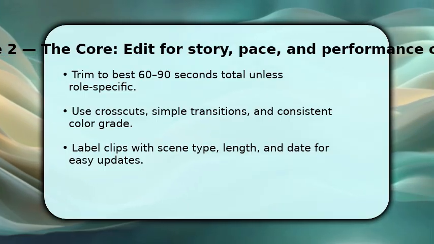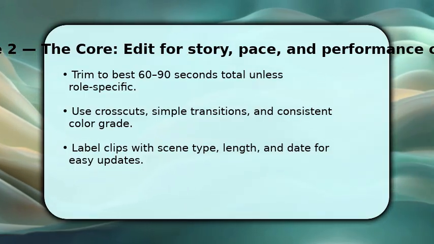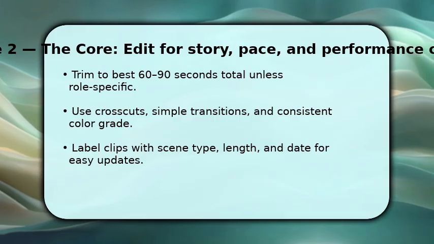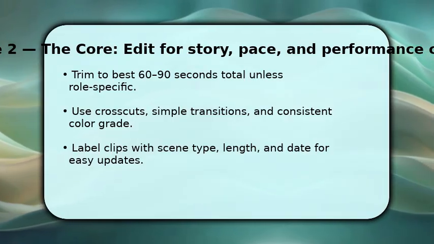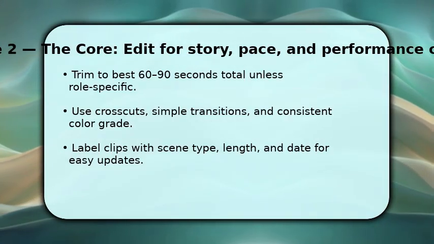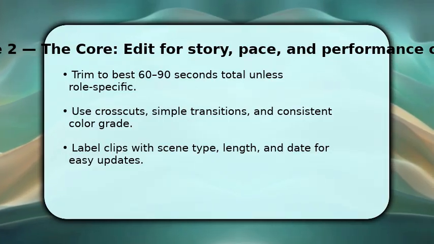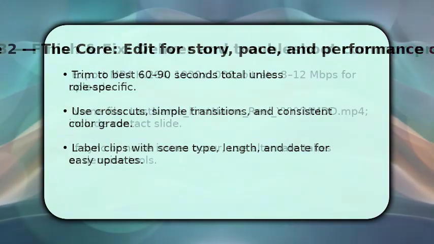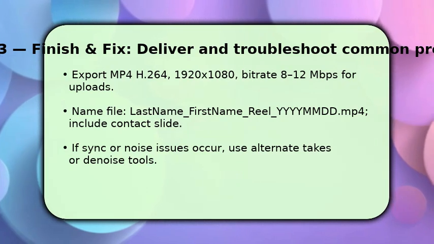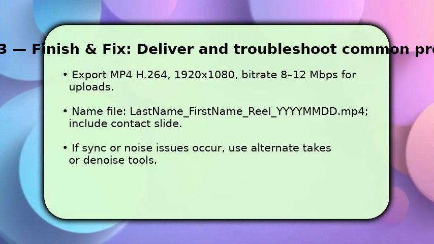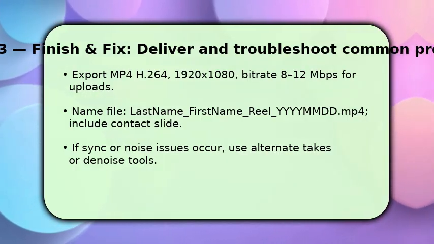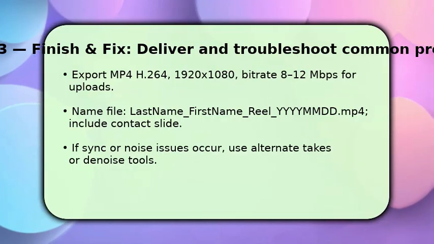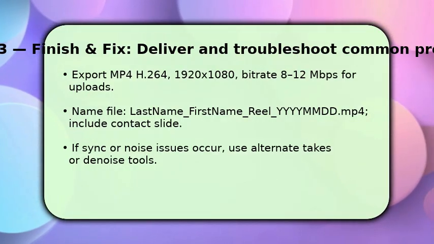Balance audio levels so dialogue sits above background by a consistent amount, and apply a subtle color grade to unify shots. Once done, export a high-quality master file and a compressed finish by adding a concise title card with your name, contact, and agent if applicable. Keep it on screen 3 to 5 seconds. Export as MP4, H.264 at 1920 by 1080, and choose an 8 to 12 Mbps bitrate for a clean, upload-friendly file.